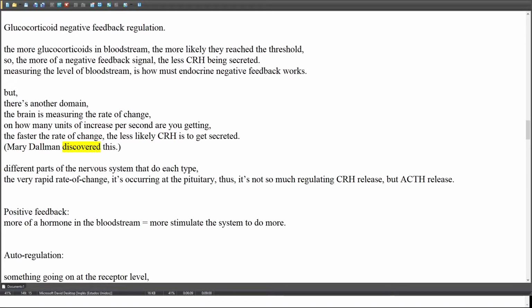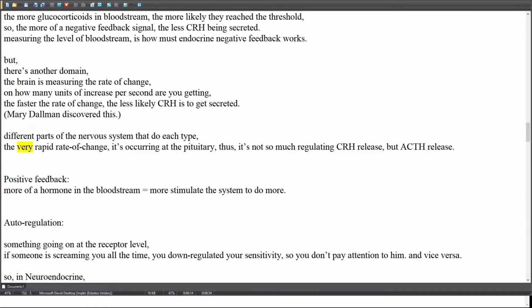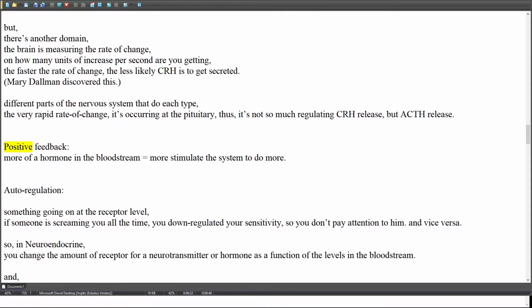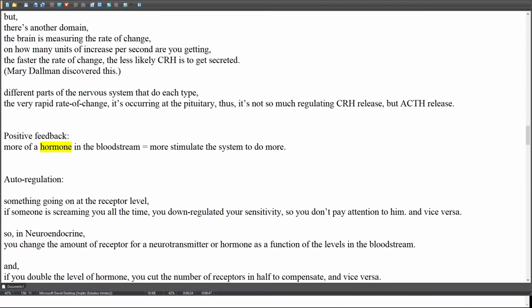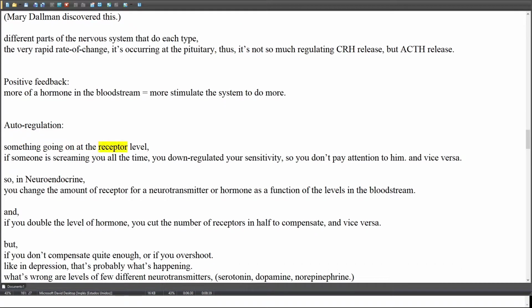Mary Dallman discovered this. Different parts of the nervous system do each type. The very rapid rate of change is occurring at the pituitary, thus it's not so much regulating CRH release, but ACTH release. Positive feedback: more of a hormone in the bloodstream equals more stimulation of the system to do more. Autoregulation. Something going on at the receptor level.